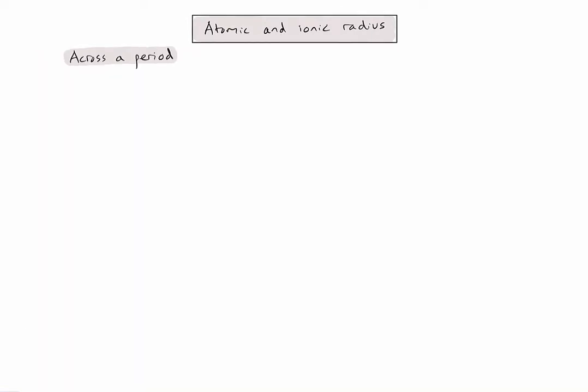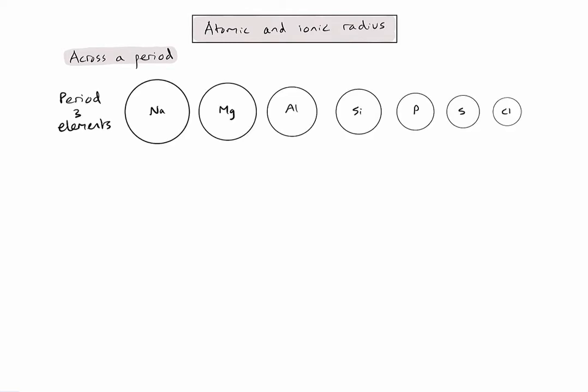Let's now consider the trend across a period. Let's use the period 3 elements as an example here. And I'll write down the atomic radii from the data booklet. And you can see a clear trend here from left to right that the atomic radius is decreasing.